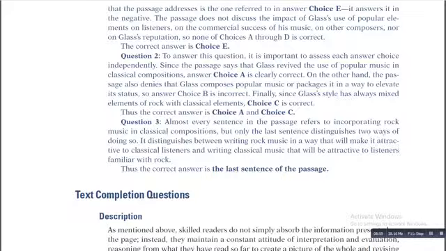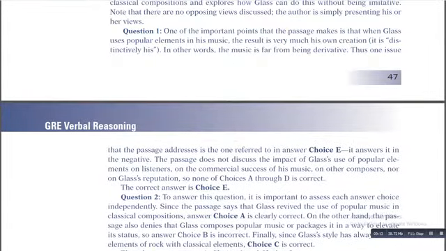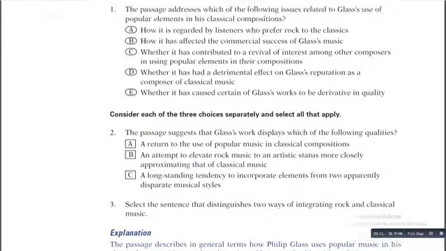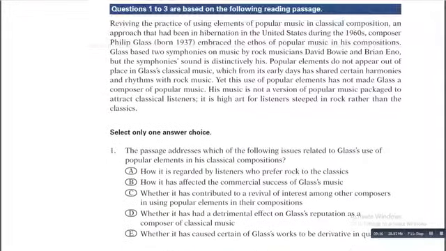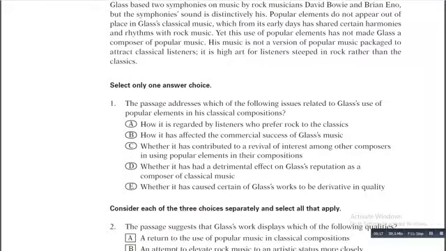So now this is the last one. The correct answer is the last sentence of the passage. That's all about reading passages. I've explained to you a likely question that can come out, the way the question is set, and how to answer and handle it. I've done that, so it's now left for you to go and practice more questions.